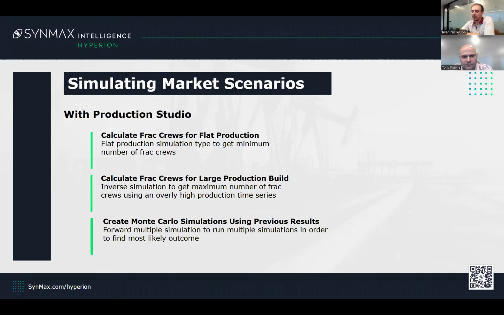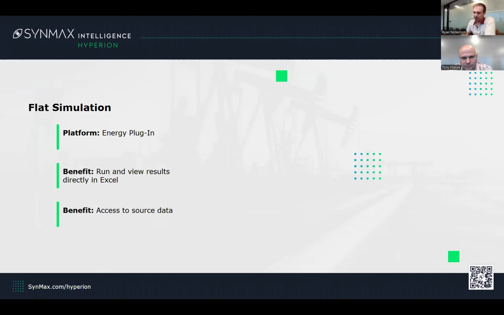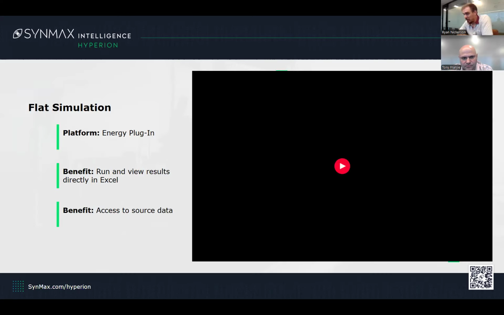And then in the third step, we'll use those min and max to run a Monte Carlo in the Python client using the forward multiple simulation to get 10 scenarios, maybe some more likely than others, and we'll walk through each and pick out our favorite. Okay, so bear with me with the videos.